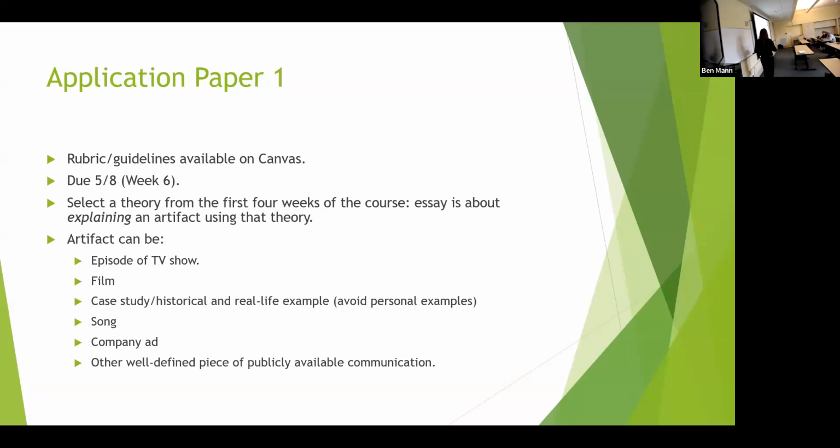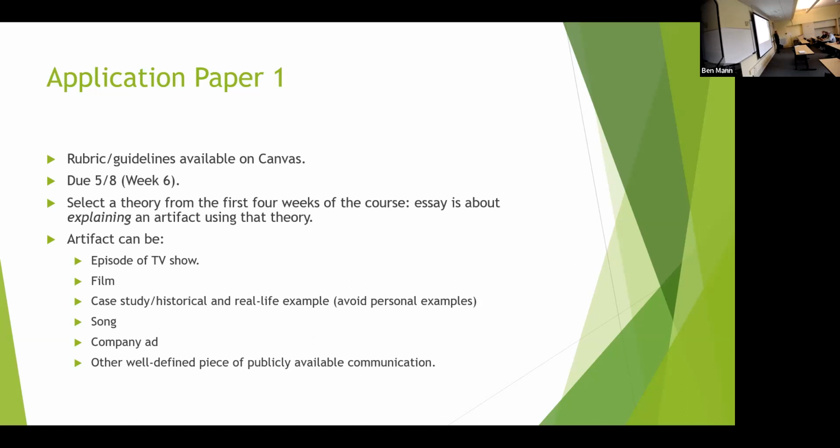We'll look a little more at this, but I do want to take some time to talk about the first application paper that's due 3 weeks from today on May 8th. The way this course is set up, after the annotated bibliography, you have 2 papers. One of them will cover some of the earlier theories from the course, and you can choose one of those theories. For the second application paper, you can choose a theory from some of the later ones we'll talk about in the class. Then you get to choose one of those 2 papers to expand and revise into a final submission that you'll turn in at the end of the term.